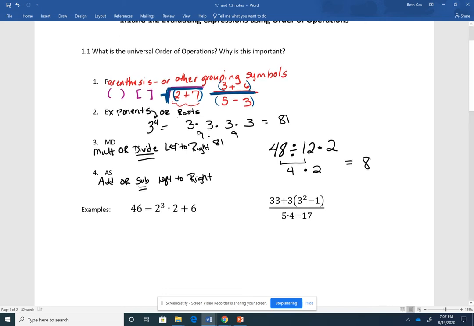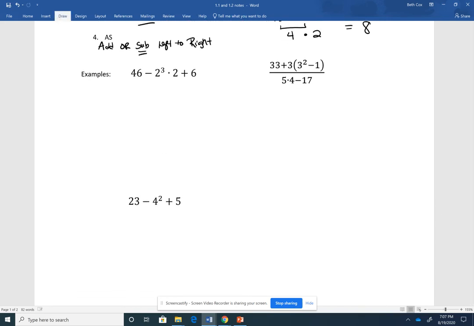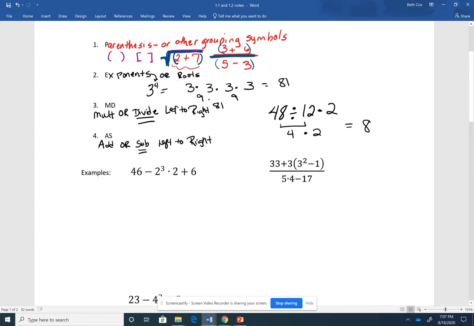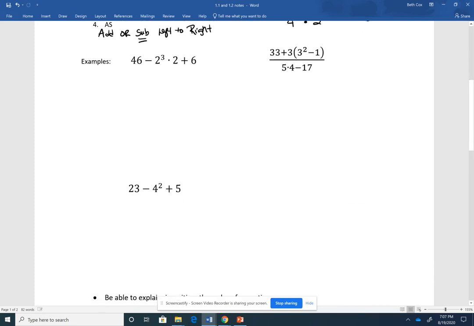So I've got a couple of examples here we're going to go through real fast. So this first one, again, now's a good time to stop the video, copy down what you need to copy down, and work the problems by yourself. See if you can get them done, and then you'll turn the video back on and see if we got the same answer, because I'm going to go pretty quickly.